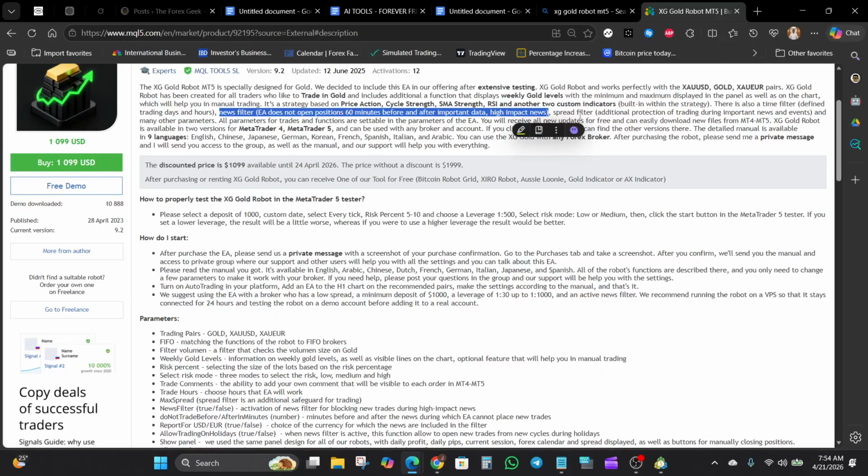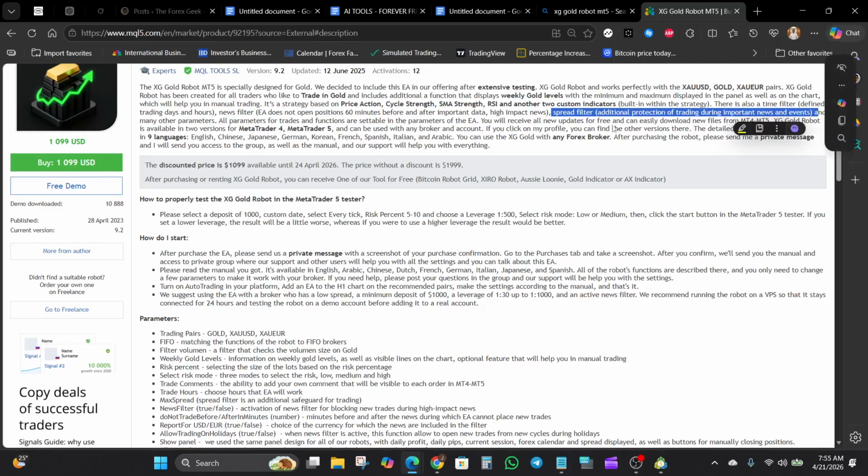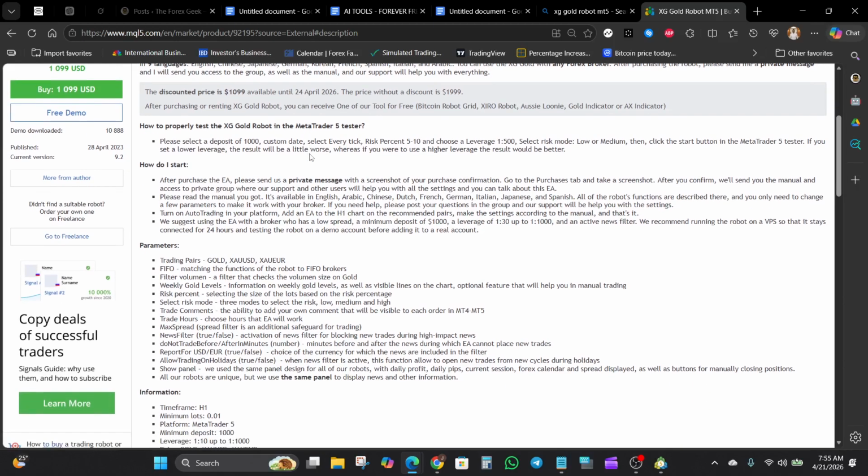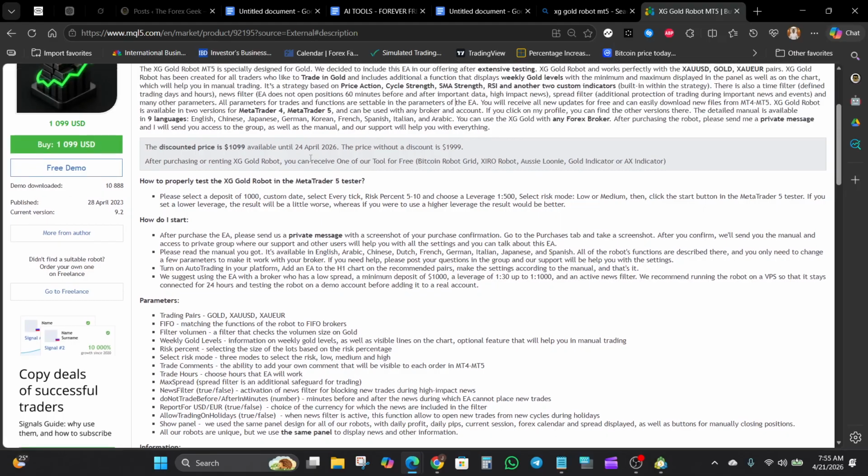Then we have the spread filter, to avoid entering trades when trading conditions are not ideal. And finally, we have the volume filter, which likely helps confirm market participation. Now, there's also a feature that displays weekly gold levels directly on the chart, which is interesting because it can also support manual analysis alongside the EA.